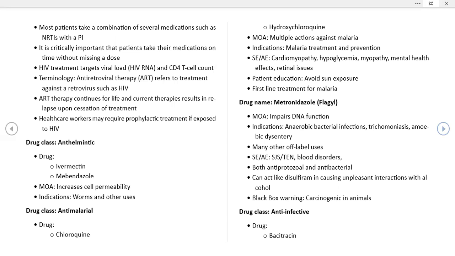Next, this medication can absolutely not be taken with alcohol, so you have to educate the patient about that. Also, it does have a black box warning that has been shown to be carcinogenic in animals.